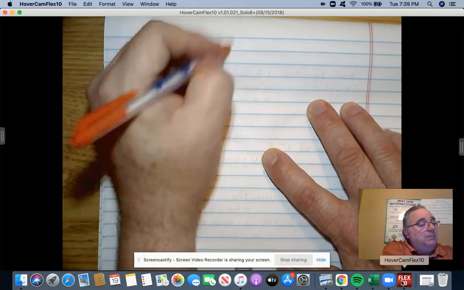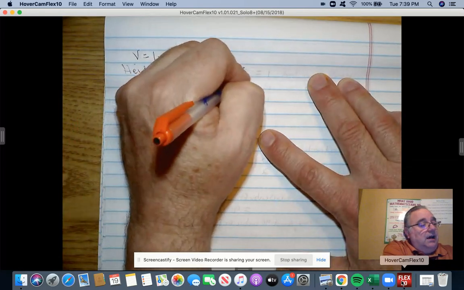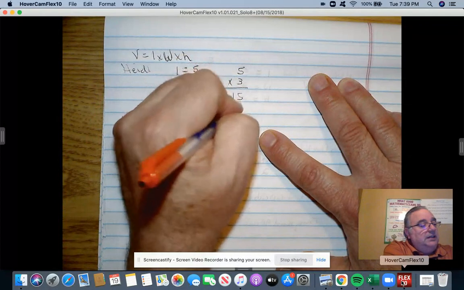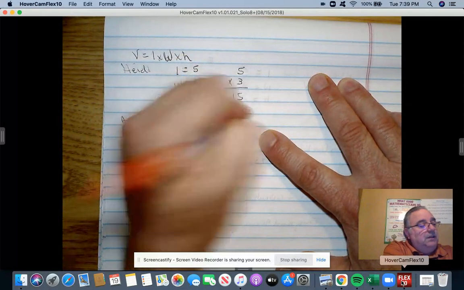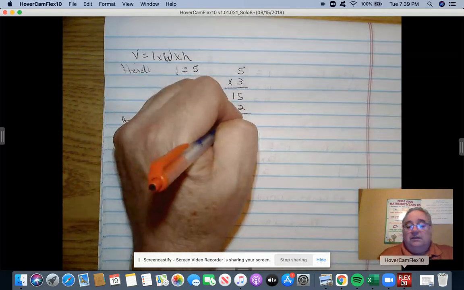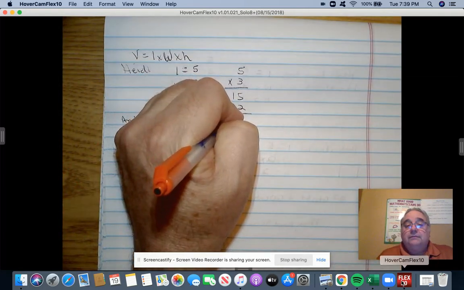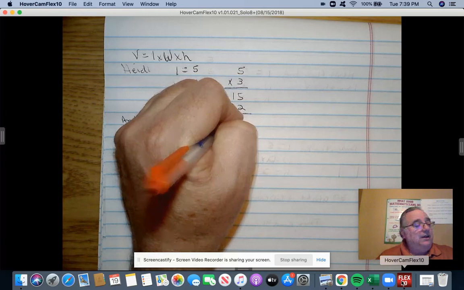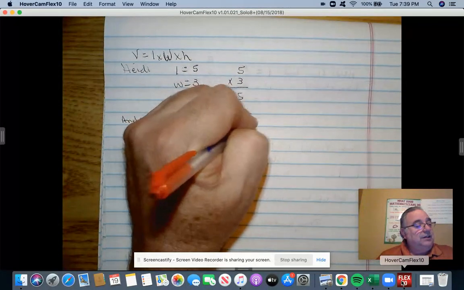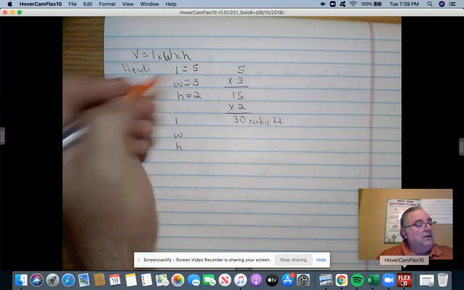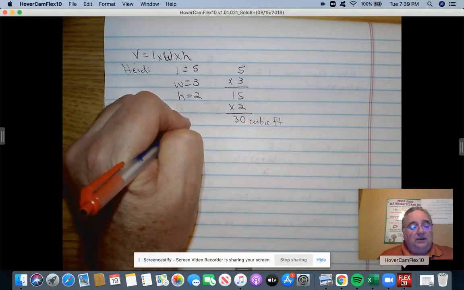So guys, I'm going to pause right here. I'm going to take 5 times 3 equals 15, and then times 2 will give me Heidi's cubic feet, which will be... excellent. Yes, way to go. 30 cubic feet. All right.